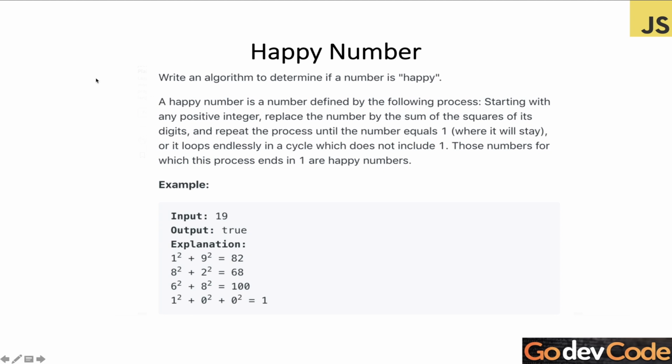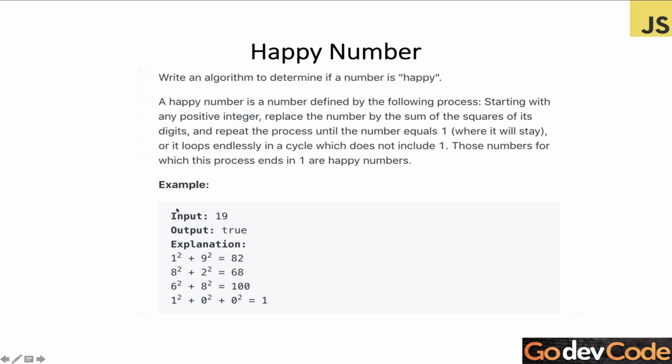A happy number is a number defined by the following process. Starting with any positive integer, replace the number by the sum of the squares of its digits and repeat the process until the number equals 1, where it will stay, or it loops endlessly in a cycle which does not include 1. Those numbers for which this process ends in 1 are happy numbers.